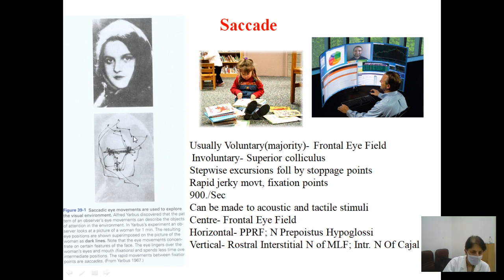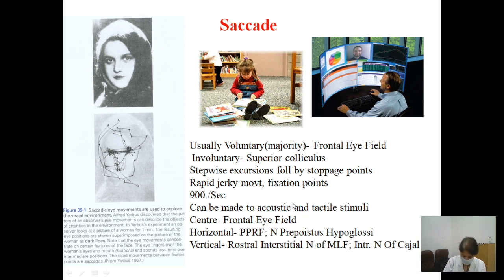There is a different set of neurons active to cause these rapid jerky movements, and when the eyeball stops, these are the pause points, the fixation points. Different neurons are active here, and these are equally important because they help the fovea to focus at a particular point so that the eye does not drift back. These are very rapid movements; the eyeball moves at about 900 degrees per second. Saccades are made not only in response to visual stimuli but also to acoustic and tactile stimuli.